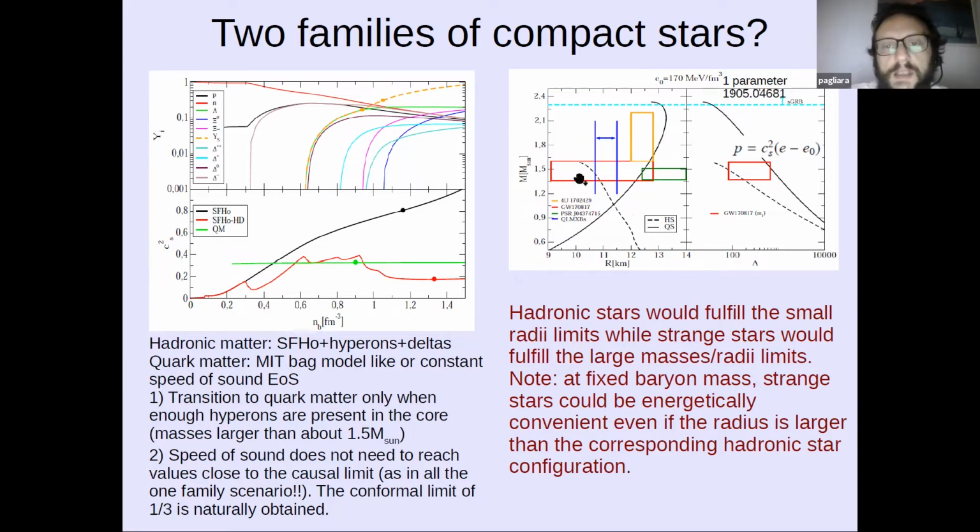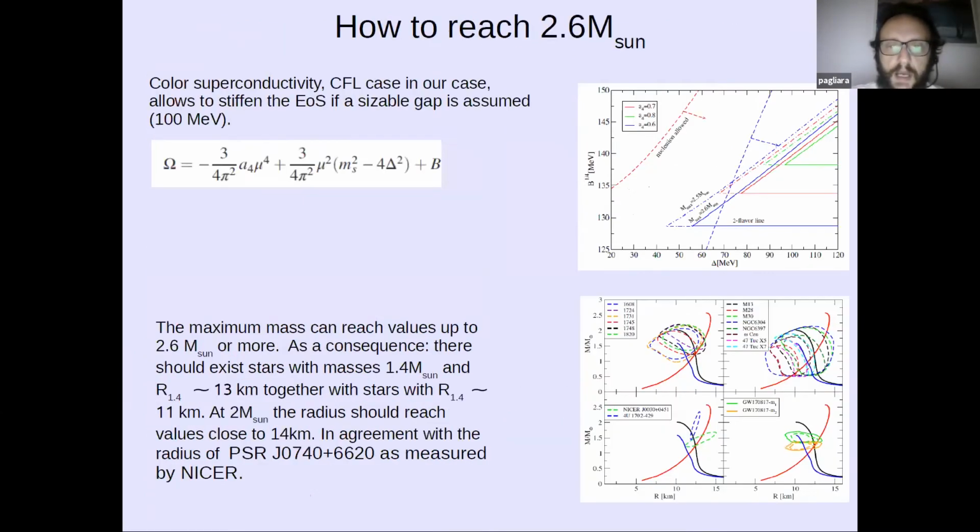So as you see in this example, while a hadronic star will fulfill low radii suggestions, the existence of massive stars is actually better explained in terms of quark stars. Actually, one can reach easily numbers quite above 2 solar masses with quark stars, okay? And the two families would coexist in our scenario.